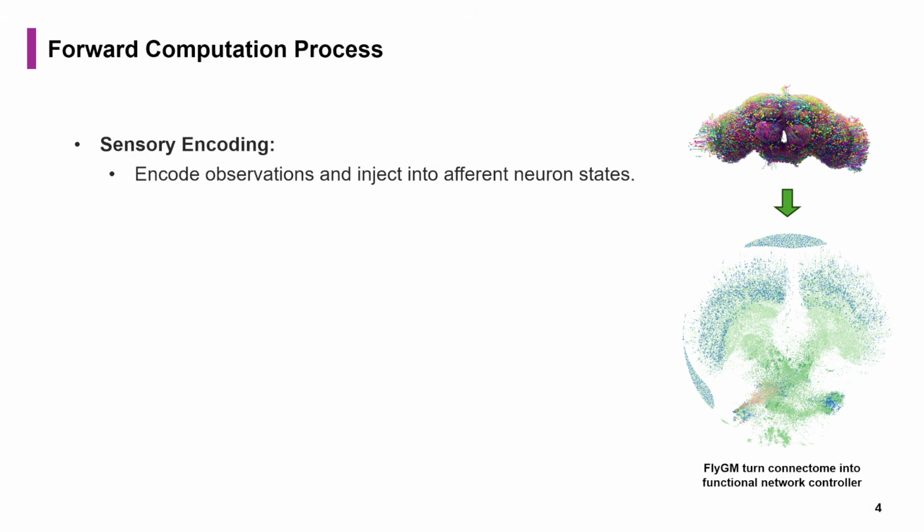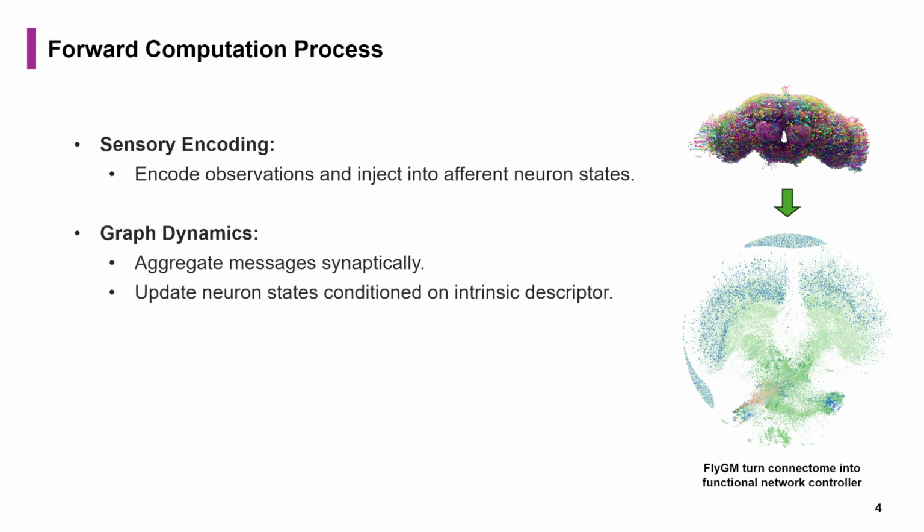The forward pass works in 3 steps. First, sensory encoding. The raw observation, which can be over 1,000 dimensions for the walking task, is compressed by a small encoder and injected into the afferent neuron states. Second, graph dynamics. The synaptic weight matrix aggregates signals across the connectome, and a shared neural network updates each neuron state based on the incoming signals and its own intrinsic descriptor. Third, motor decoding. The efferent neuron states are decoded into high-dimensional continuous motor commands that drive the physics simulation.